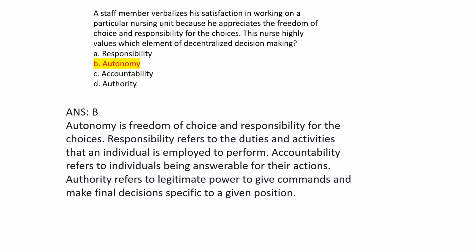Answer B. Autonomy. Autonomy is freedom of choice and responsibility for the choices. Responsibility refers to the duties and activities that an individual is employed to perform. Accountability refers to individuals being answerable for their actions. Authority refers to legitimate power to give commands and make final decisions specific to a given position.